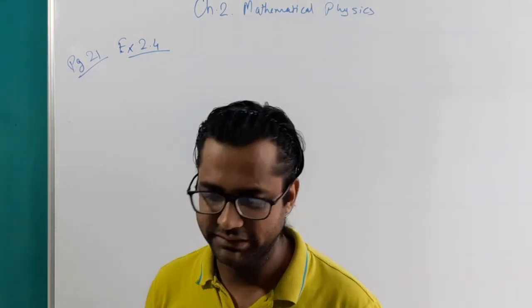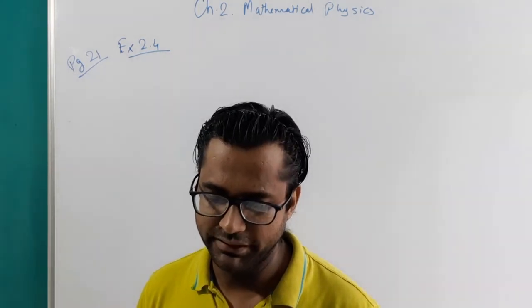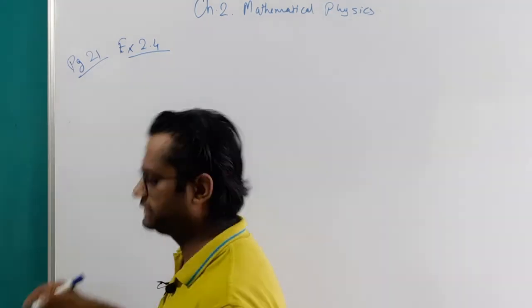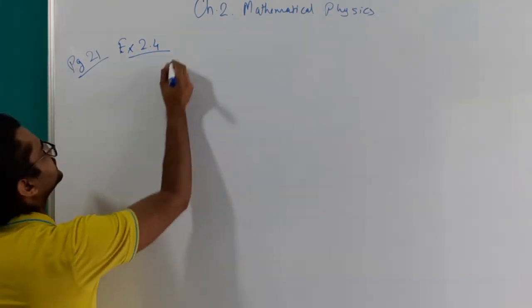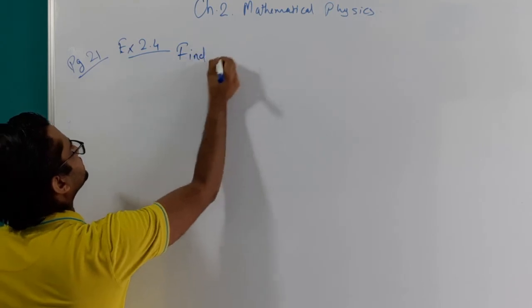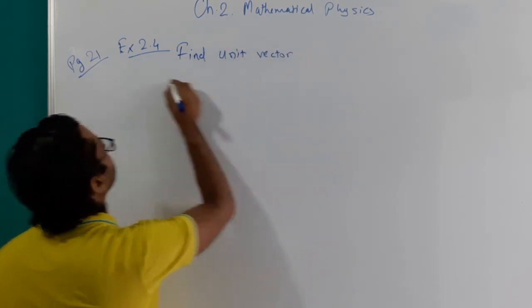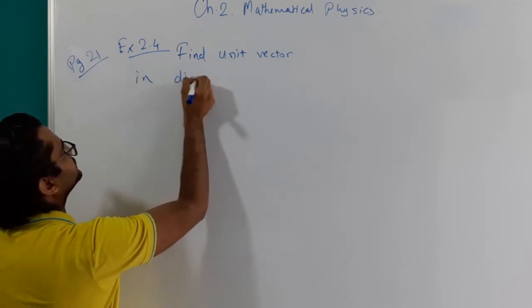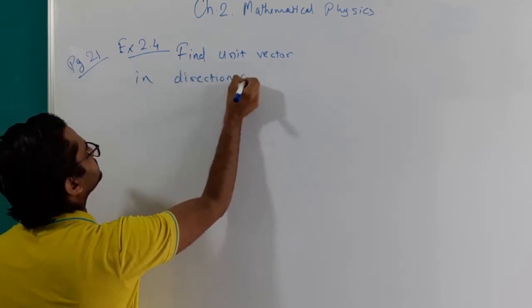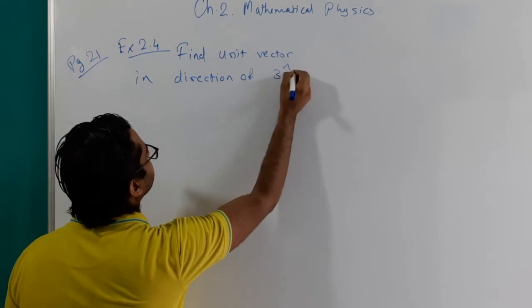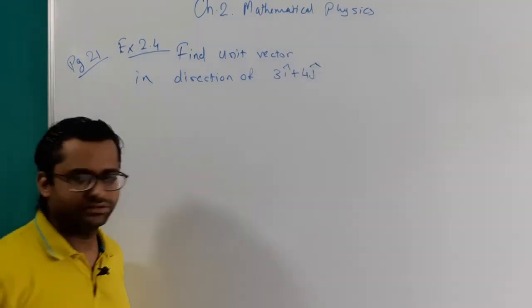And the example is: find a unit vector in the direction of vector 3i cap plus 4j cap. So we have the given question: find a unit vector in the direction of 3i cap plus 4j cap. This is our question here.